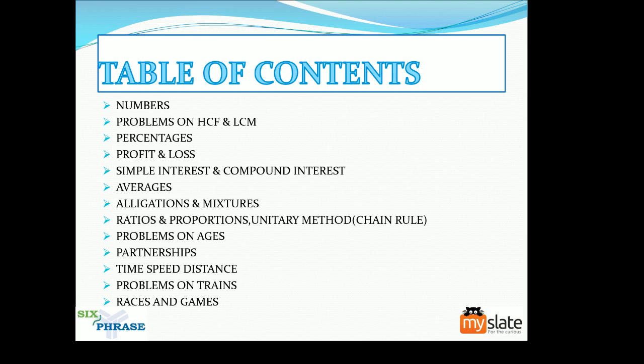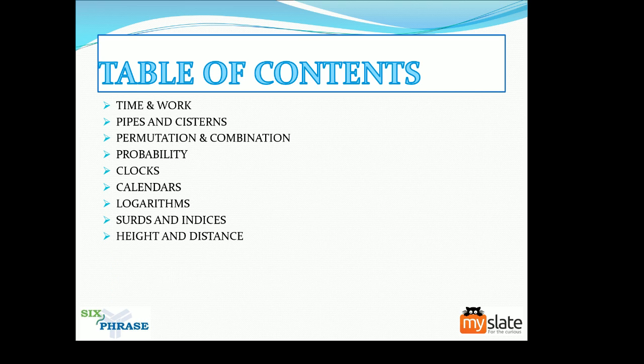Then comes averages. Without knowing what averages are, you cannot know what allegations and mixtures are. So there is a reason why we put this order. Then we get into time and work, permutation and combination. Without knowing what permutation and combination is, we cannot know what probability is. So all this is layered. We layer the syllabus in that order.